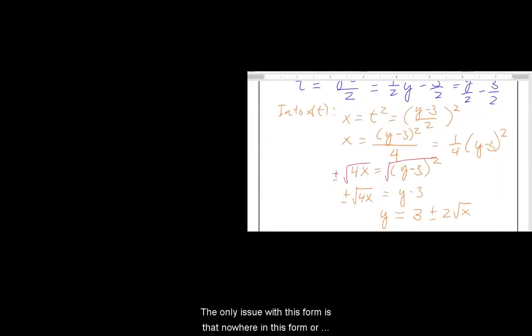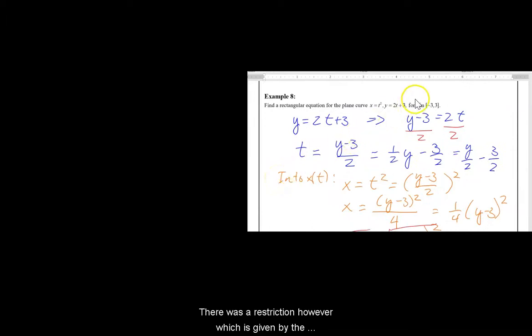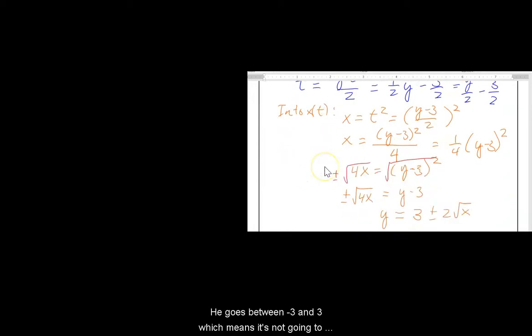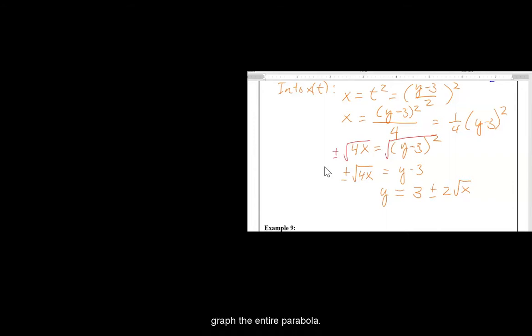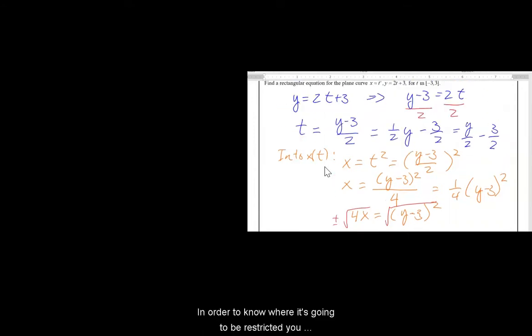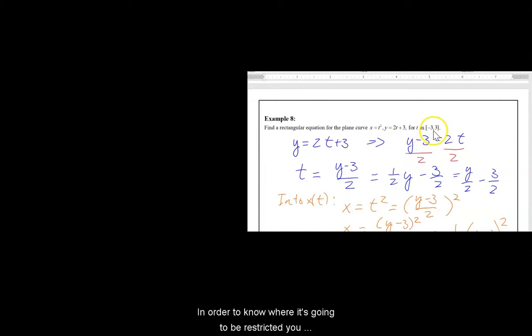The only issue with this form is that nowhere in this form or this form or this form does it indicate that there is a restriction on the domain. There was a restriction, however, which is given by the restriction on the parameter t. T goes between -3 and 3, which means it's not going to graph the entire parabola. In order to know where it's going to be restricted, you would have to take the t values and plug them in for x and or y to determine where it starts and where it stops.